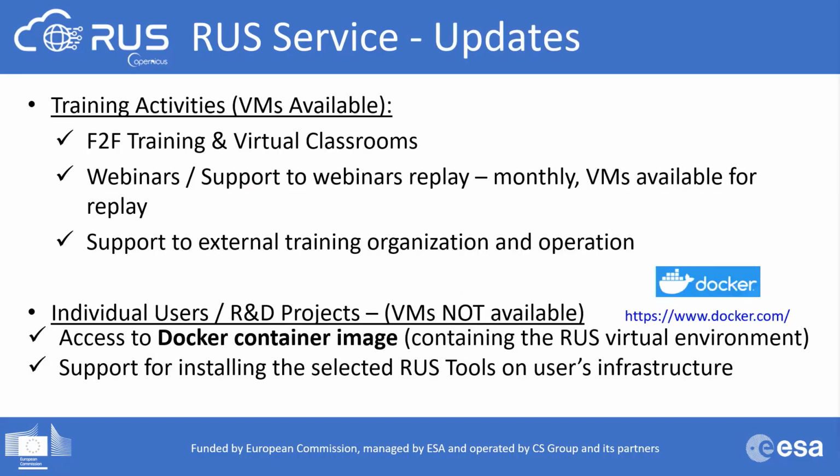Now, since September last year, there have been some changes introduced in the RUS 2.0 version, and we will still provide the services in two categories, which are the training activities and the category of individual users and R&D projects, but there are some changes in the provision of virtual machines. So first, for the training activities, we will provide training in three categories as before, which are face-to-face, webinars, and support to external training organization and operation. And now let me go through each in turn.